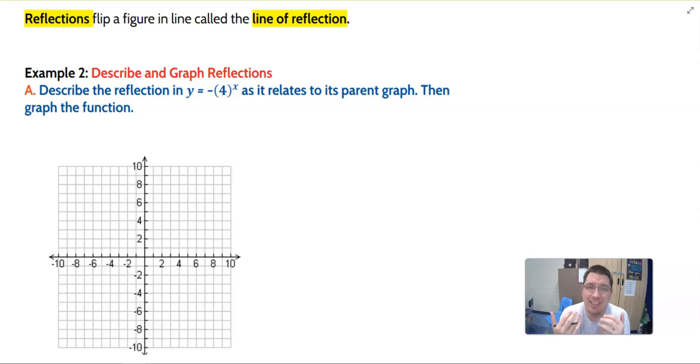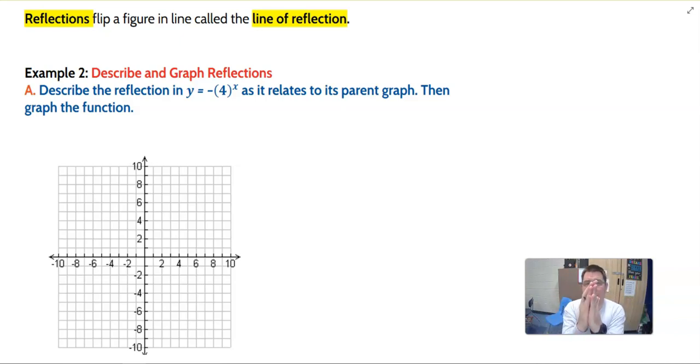It's either going to be along the x-axis that we reflect this, or along the y-axis. And so if I have that line of reflection here, that means I'm flipping this graph, anything that's above the x-axis, to be below the x-axis. Or if this graph were below the x-axis, it reflected above.